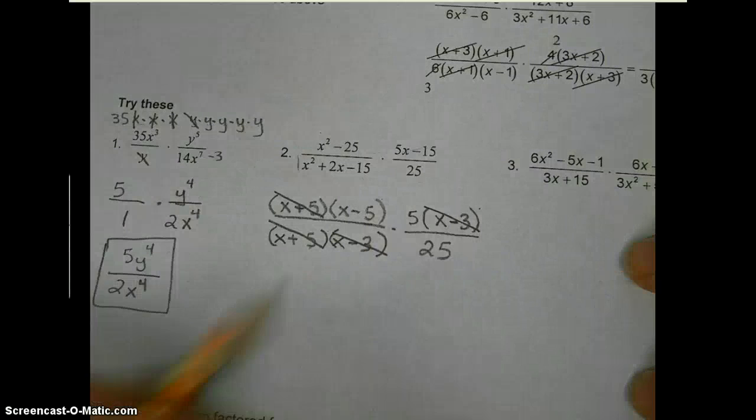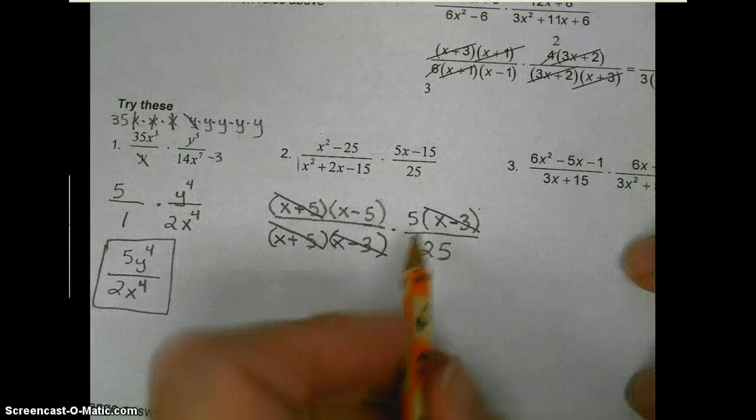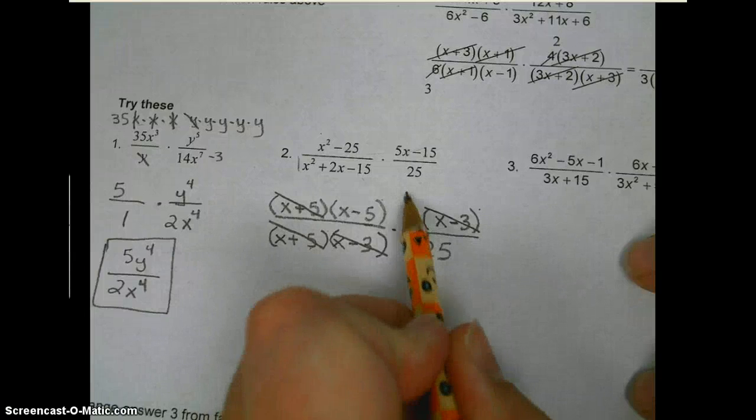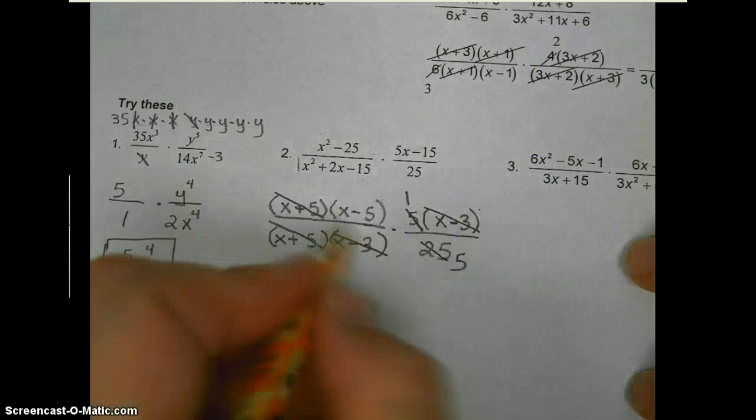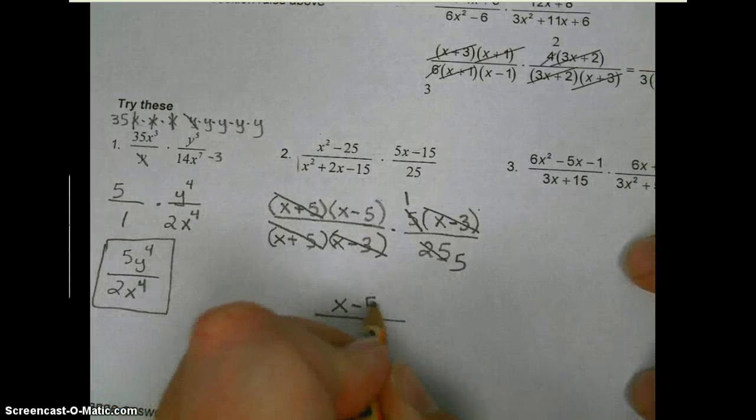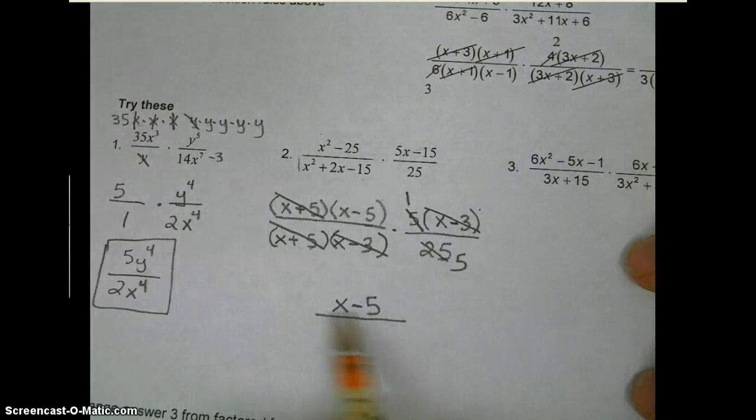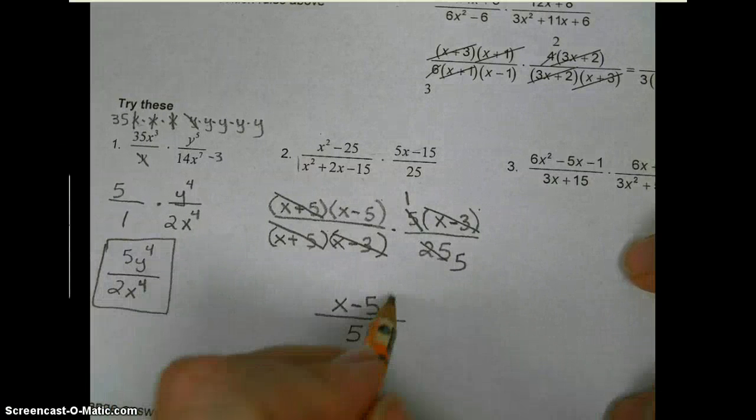Okay, you should also see that the 5 and the 25 can reduce. 5 goes into 5 one time. 5 goes into 25 5 times. So the only thing left in the numerator is x minus 5. We don't need the parentheses because it's the only thing in the numerator. And then 5 goes in the denominator, and we're done.